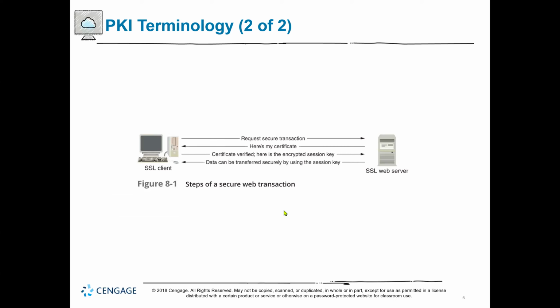So here is the nice little figure on steps of a secure web transaction. Request secure transaction. This one goes top down. And then it says, here's my certificate. Certificate is verified. Here's the encrypted session key. And then data can be transferred securely by using the session key. Now that's if nothing goes wrong. That's what it should look like.